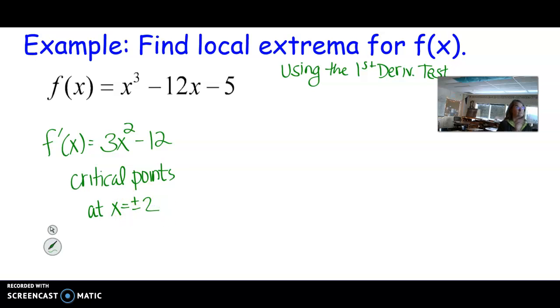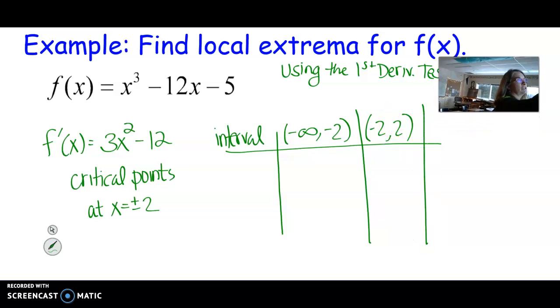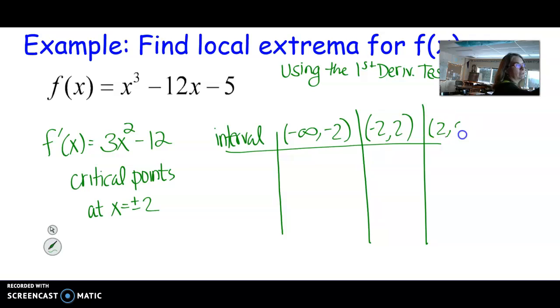Now we're going to do the intervals. So we're going to break up our x-axis by these critical points. So we're going from negative infinity to -2, then from -2 to 2, and then from 2 to infinity.